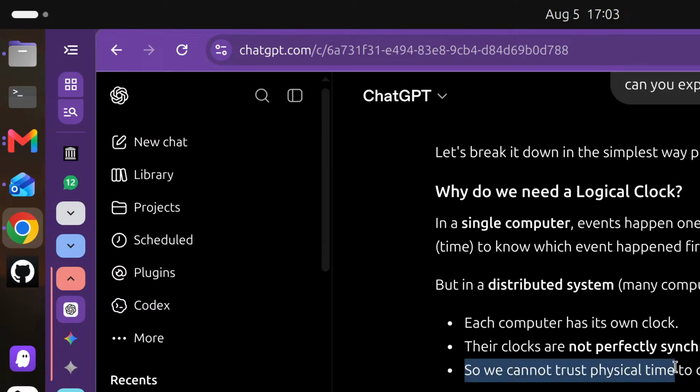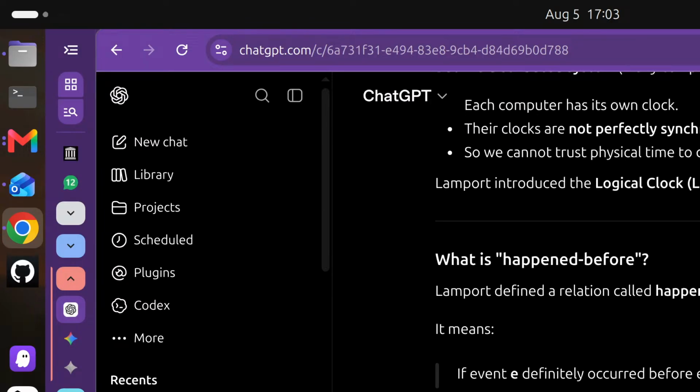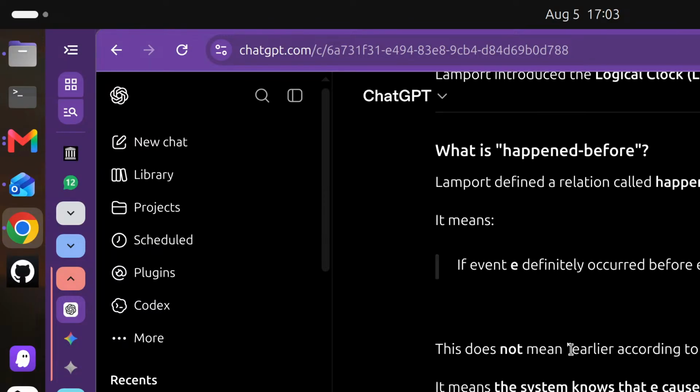So what do you mean by physical time here? Physical time is the time on the computer. Okay, so Lamport introduced a logical clock in 1978 to solve this problem. So what is happened before? Lamport defined a relation called happened before. It means if event E definitely occurred before event F, then we write E happened before F. This does not mean earlier according to the wall clock. It means the system knows that E caused or preceded F.